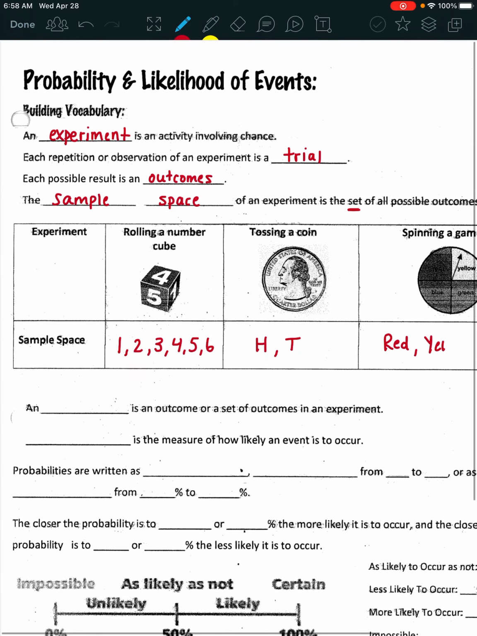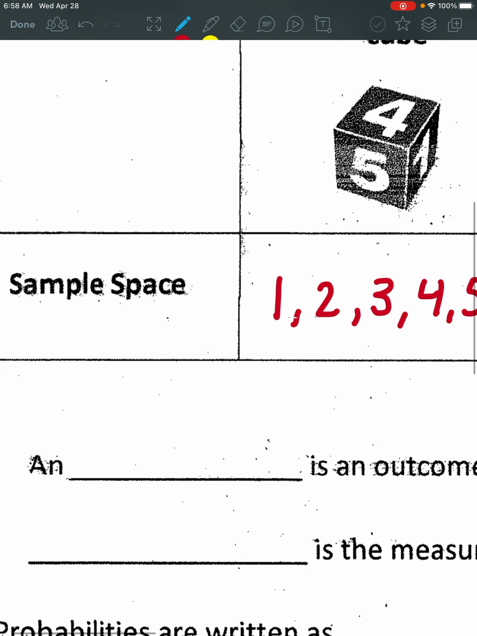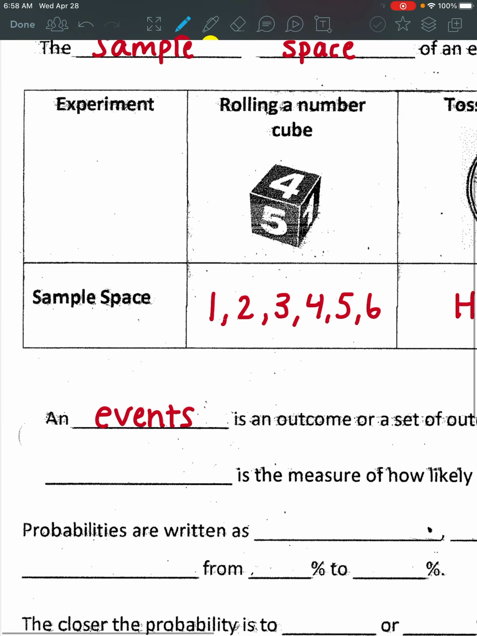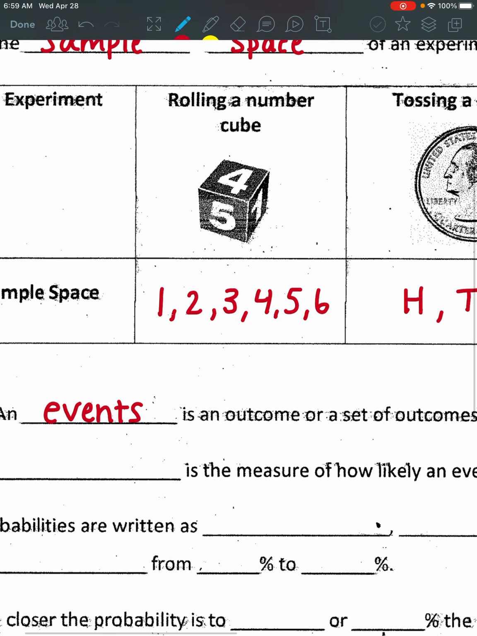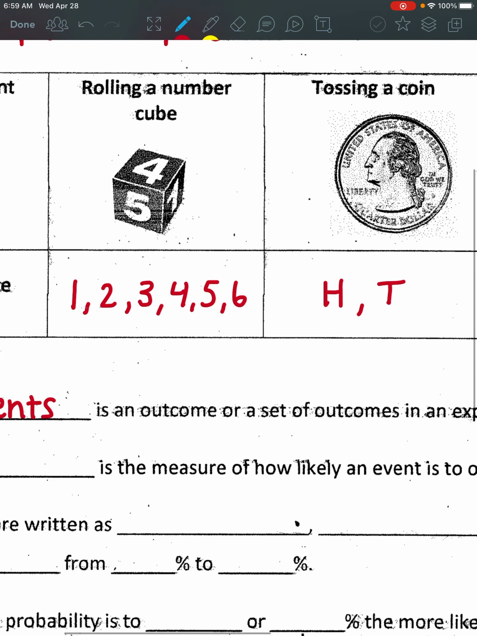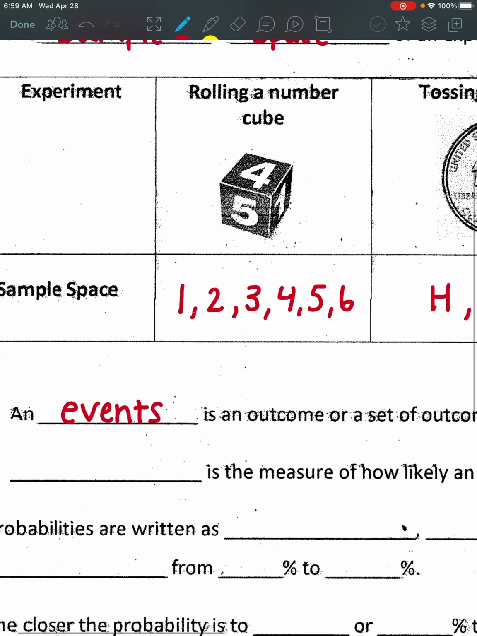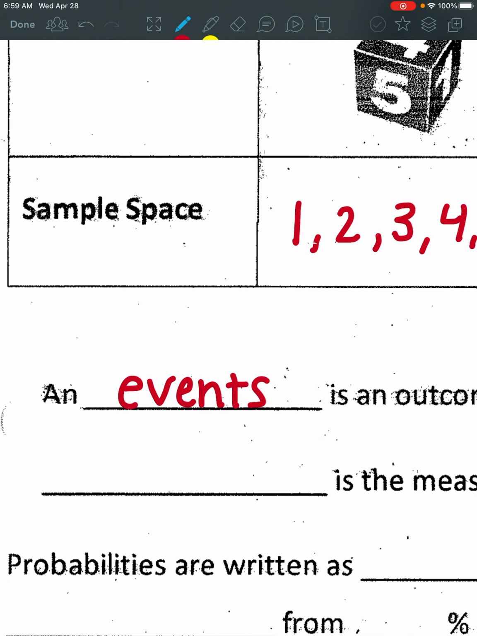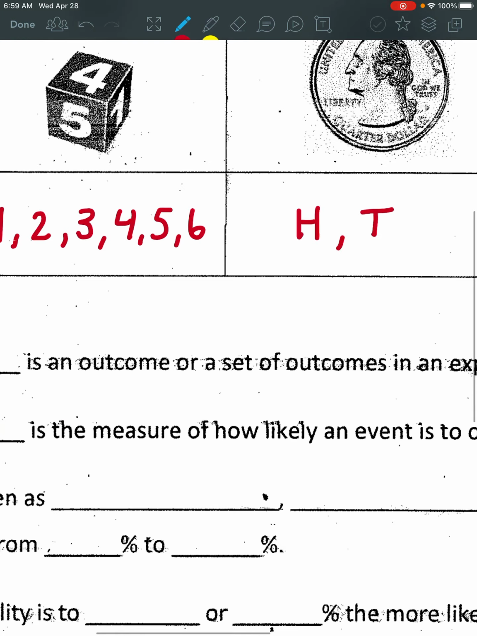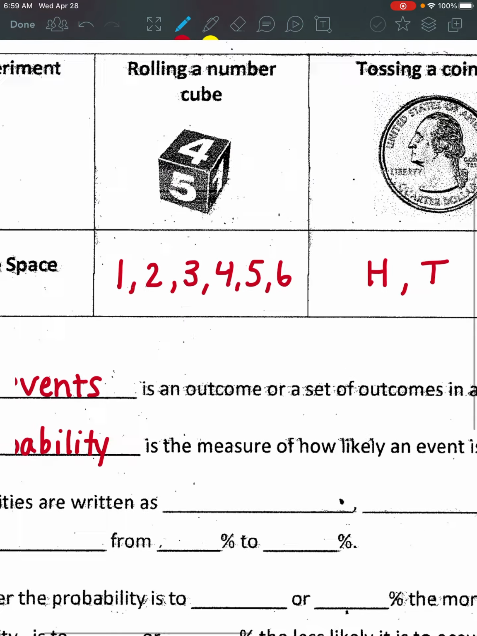Okay? Now, next vocabulary term, we have an event. I'm going to be often talking about events because we're going to get into compound probability where we're doing more than one thing. So maybe in the game you have to spin a spinner and roll a dice. Each of those are what we call events. An event is an outcome or a set of outcomes in an experiment. And then after that, we're going to find probability. So probability is the measure of how likely an event is to occur.